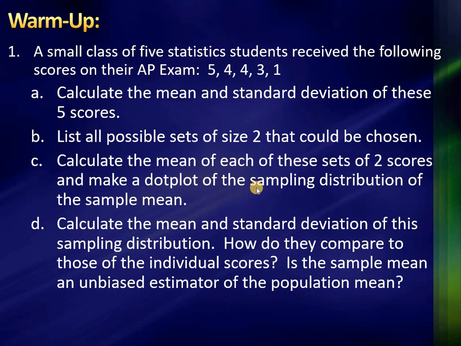Okay, so the trick for these guys is making sure that you get your selections done. Once you get your selections done, the rest of it should go pretty quickly. So all you were supposed to do: find all of your pairs. Well, first off, find the mean and standard deviation of your original data, all of the possible pairs, the mean of each of those pairs, make a dot plot, and find the mean and standard deviation.